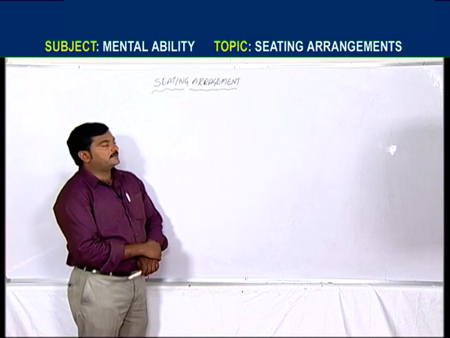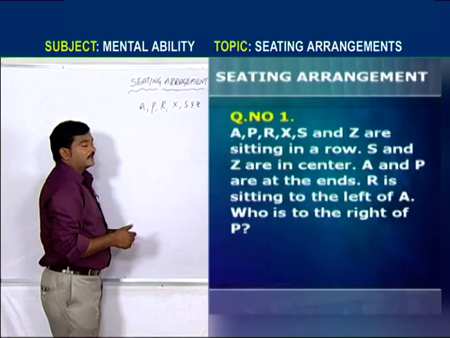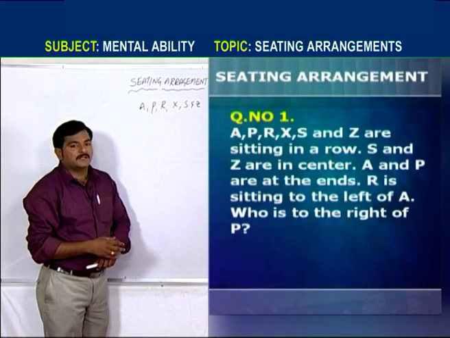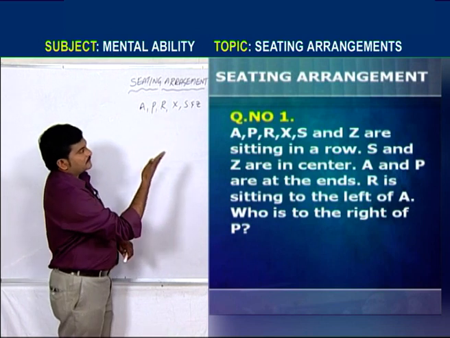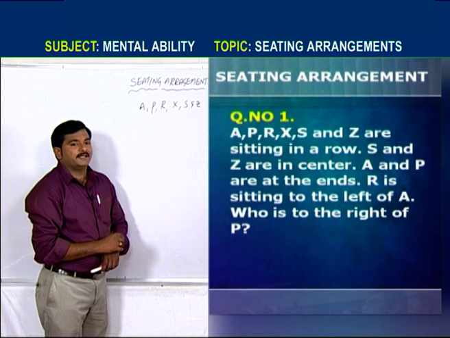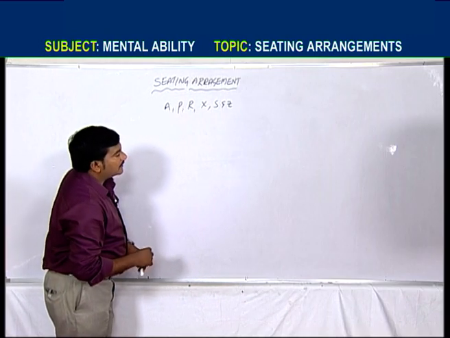The question is based on linear arrangement. The question goes like this. What he mentioned here: A, P, R, X, S and Z. They are sitting in a row. It is clearly mentioned they are sitting in a row. He gave some conditions. S and Z are in the center.